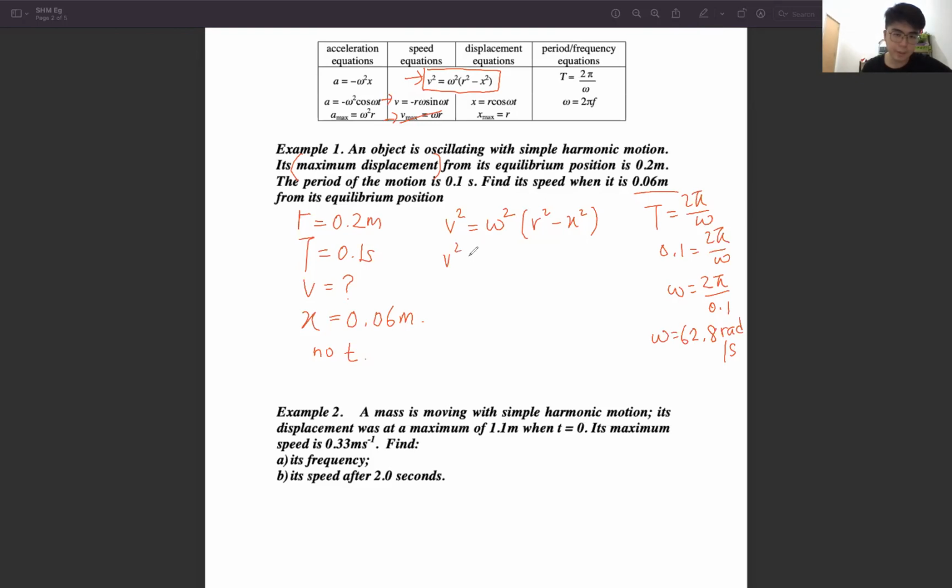v squared equals 62.8 squared times (0.2 squared minus 0.06 squared). Okay, and we take the square root. v is 12.0 meter per second.